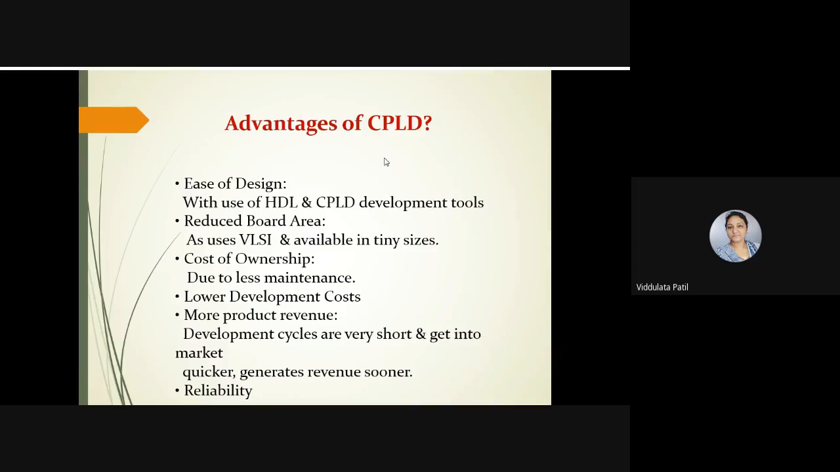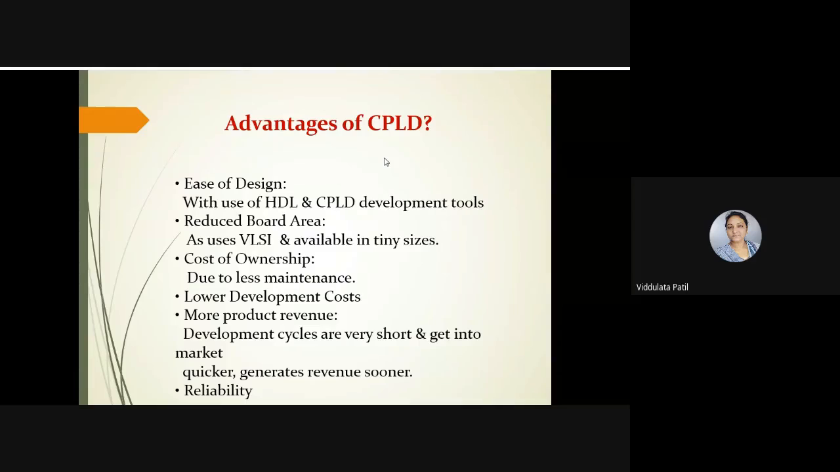Then what is the advantage of CPLD? Whatever we have seen now was the architecture of CPLD, and now let us come to the advantages of CPLD. One thing is that it is easy to design. Okay, so ease of design is one of the advantages of this CPLD, with the use of HDL, whether Verilog or VHDL, and CPLD development tools. So with whatever board is available, and connectors, we can easily design any logic circuitry on the CPLD. So ease of design is one advantage.